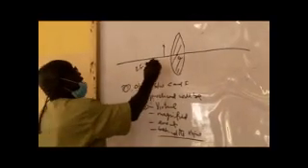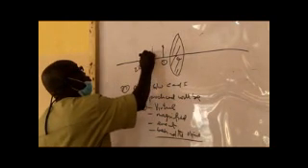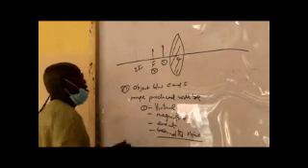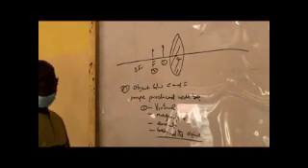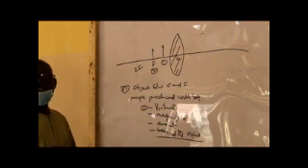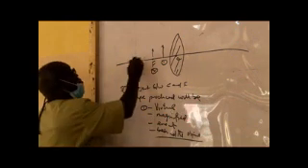When you bring it here, this is position 1. You bring it to position 2, that is object at F. The image is at infinity. Remember that whether mirror or lens, once the object is at F, the image is at infinity. When you come down here, position 3.